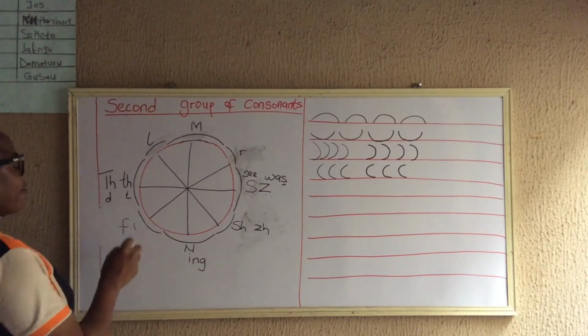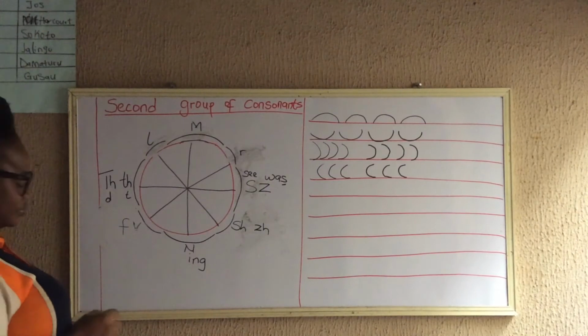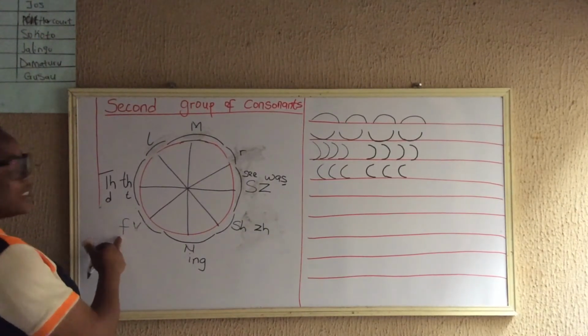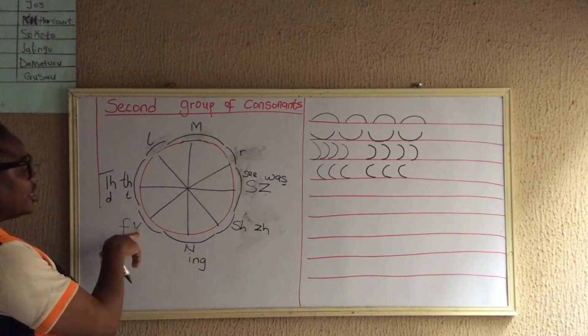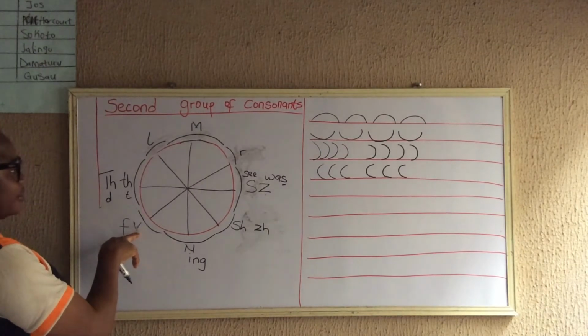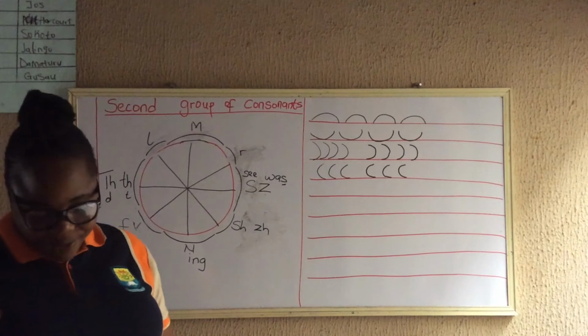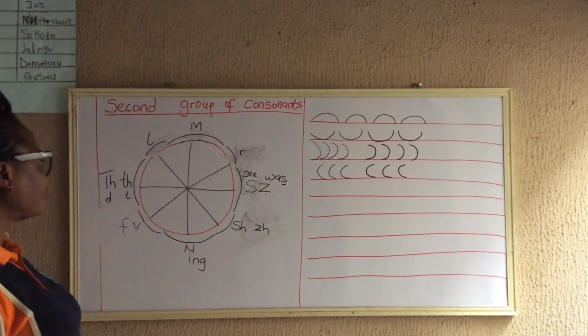Then this place, it also comes in pair, F and V. The F is light and the V here is heavy.